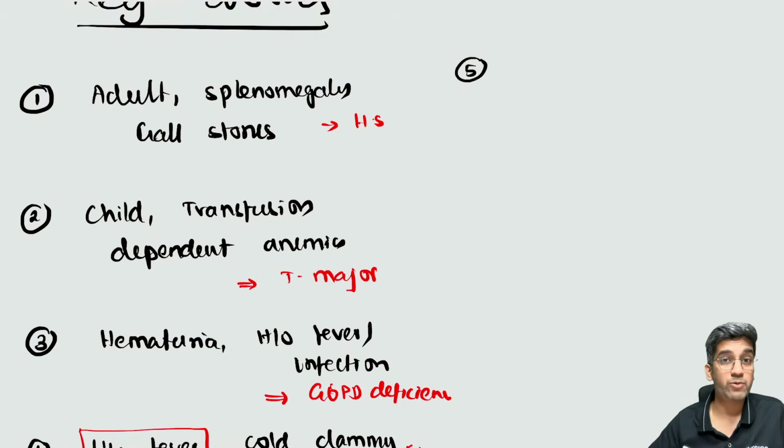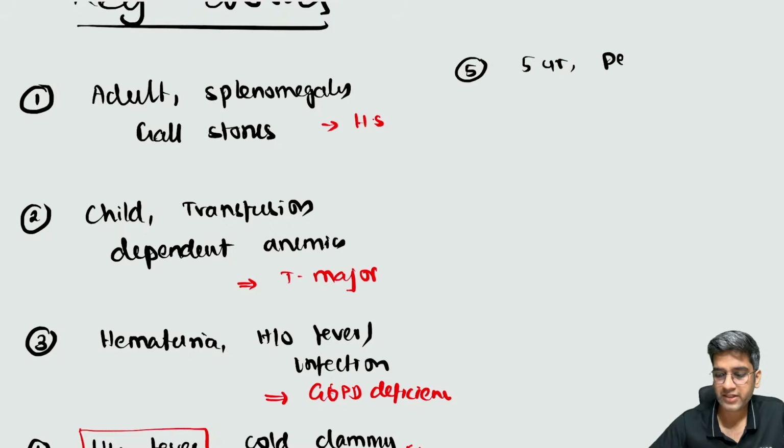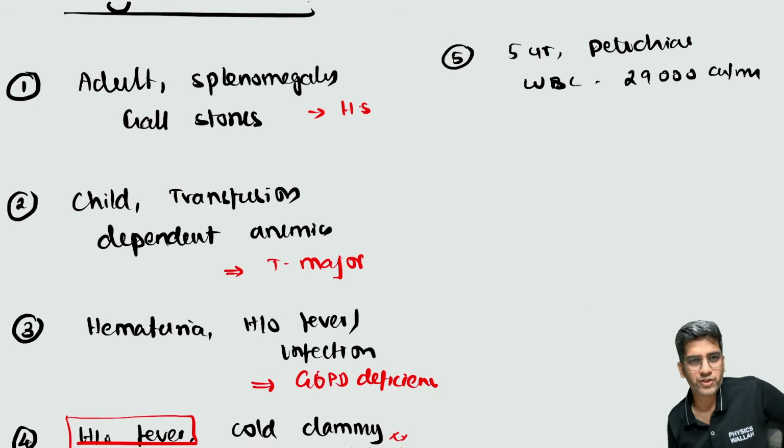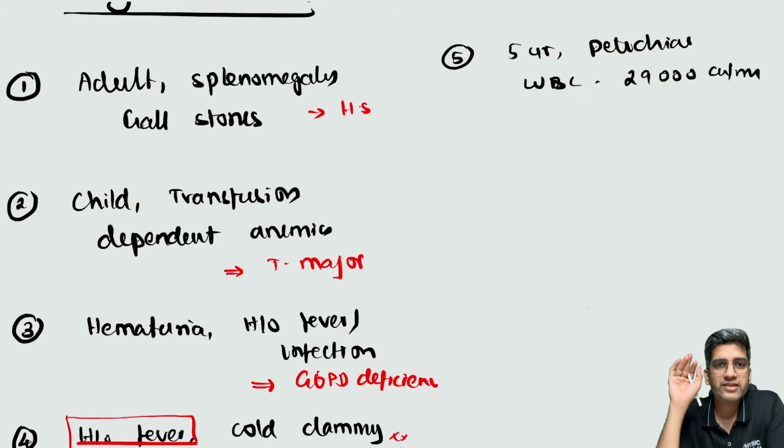Let's see if we are able to diagnose this. It's a 5-year-old child. There is petechiae in the skin. WBC count shows, let's say, 29,000 per cubic mm. There's no other information. What do you think is the diagnosis? A 5-year-old, petechiae in the skin, WBC count of 29,000. Whatever comes to your mind.